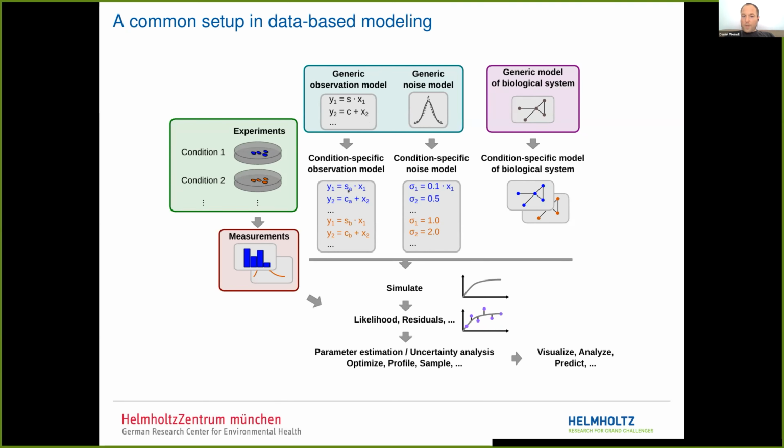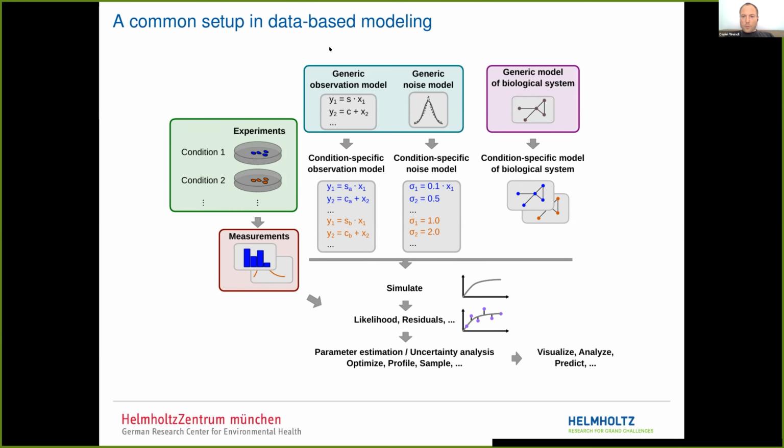The observation model pretty much maps your model states or whatever model entities to your measurements. So in the simplest case, this can be just one specific model state. It can be, as shown here, some scaled version of it, or it can be any complex function of your model entities. And if you're doing some statistical inference, then each of your observables would also come with some error model that you would also want to specify for each measurement.